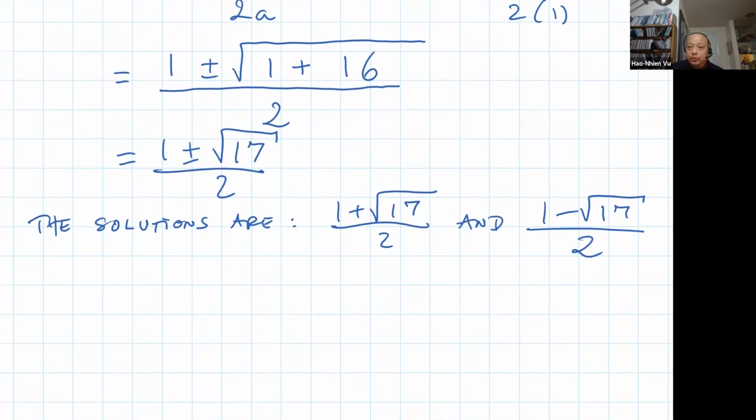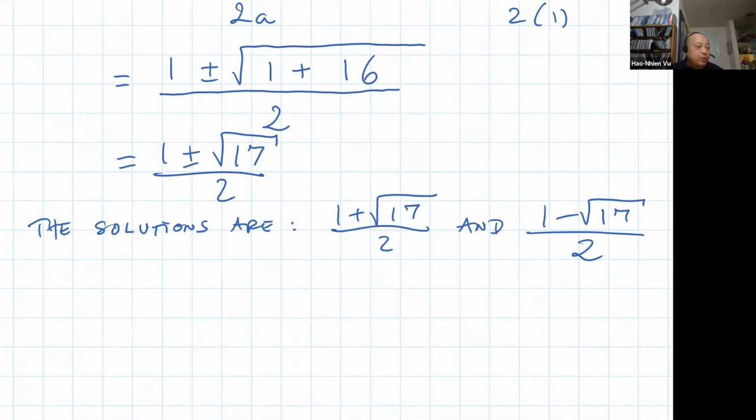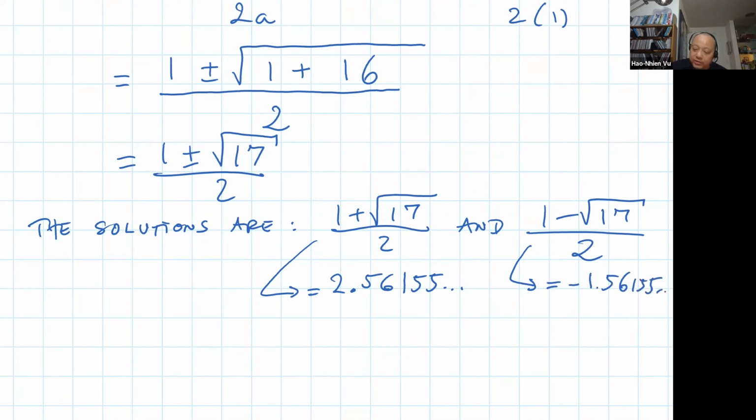If we take these two solutions and we calculate them out in terms of decimals, this one is equal to something like 2.56155, etc. And this one is equal to -1.56155, etc. There's no way starting at the beginning that we could have guessed that one of these crazy decimals is the solution. There's no shortcut if the right-hand side is non-zero. There's no non-zero products property. It only works if it's a zero product.